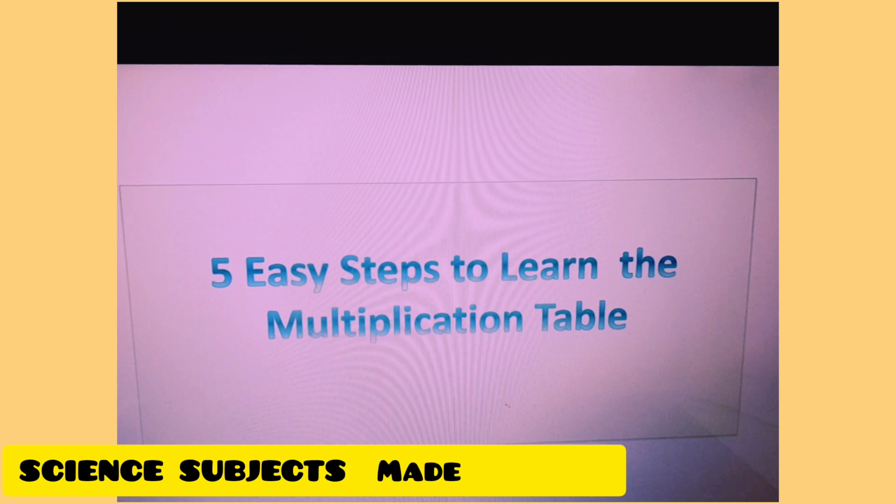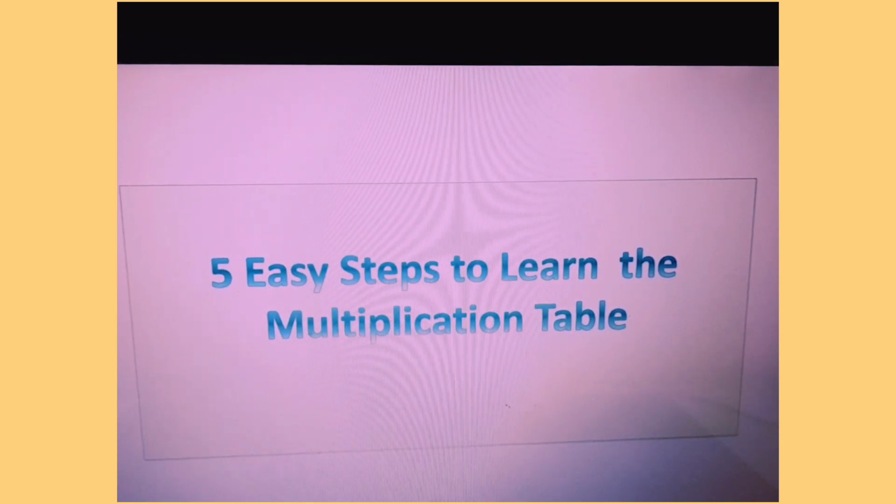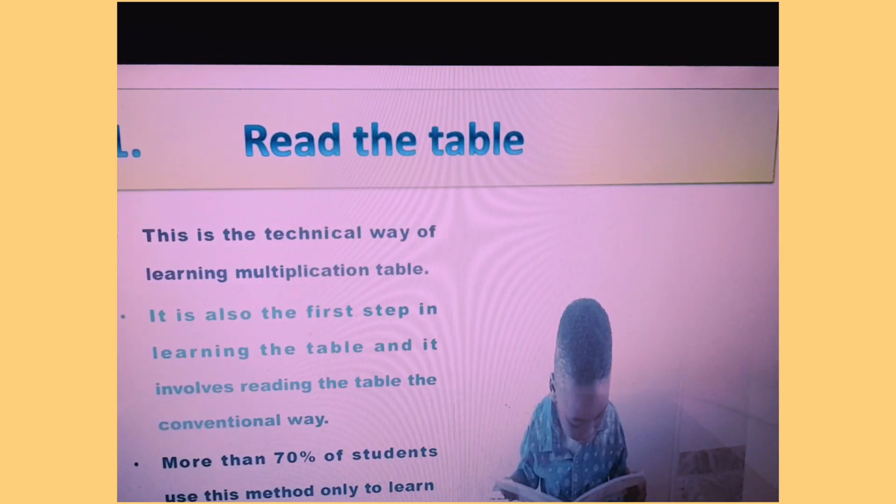In this class, we shall be discussing 5 easy steps to learn multiplication table. Step 1. Read the table.